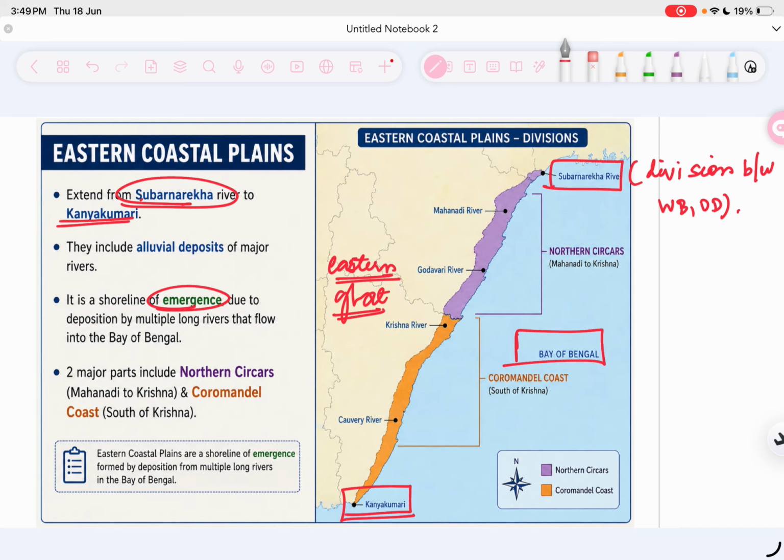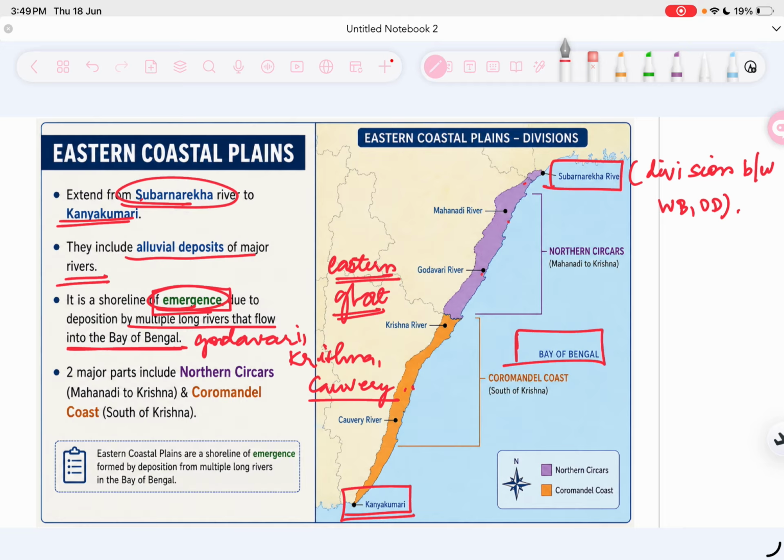Now why is it emergent? Emergent because multiple long rivers flow into the Bay of Bengal and form their deltas here, like Godavari, Krishna, Kaveri. So all of these, when flowing into the Bay of Bengal, form their deltas here. They deposit sediments here, and thus the alluvial deposits of major rivers are deposited, and thus it's an emergent coastline.